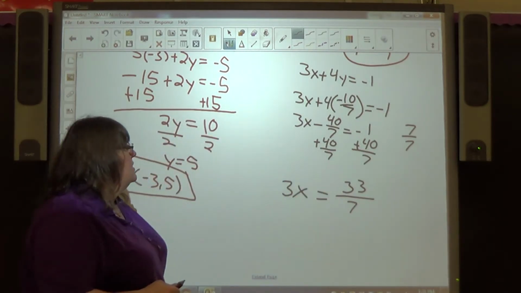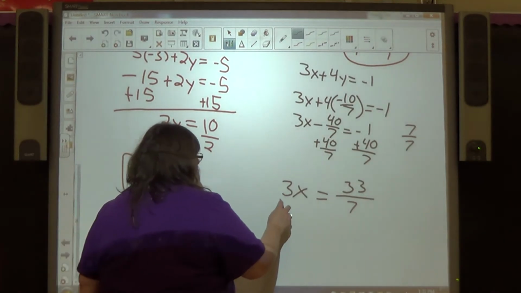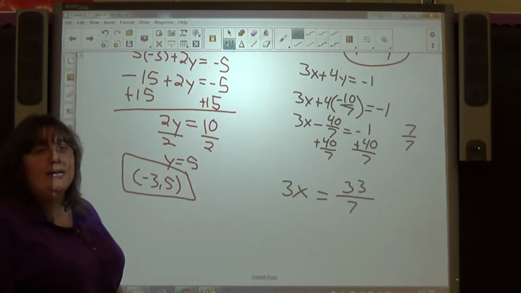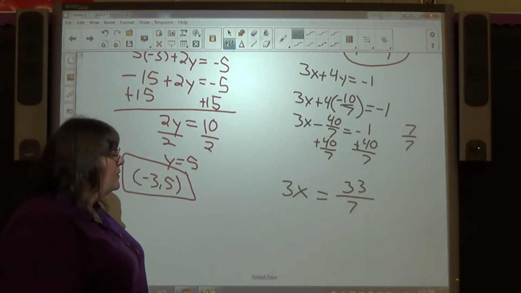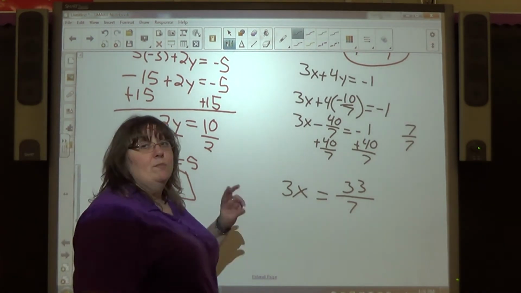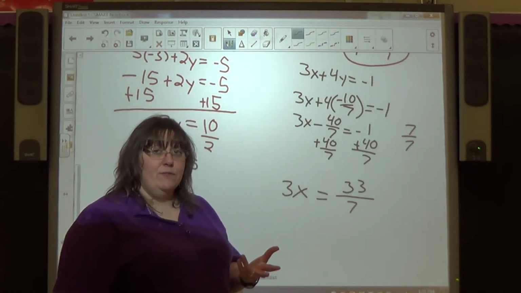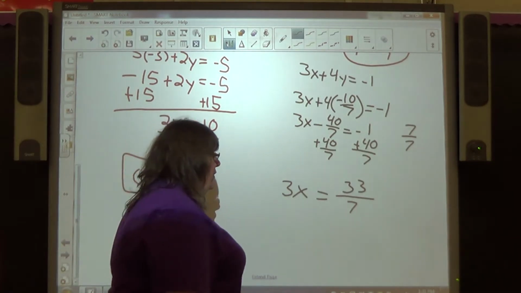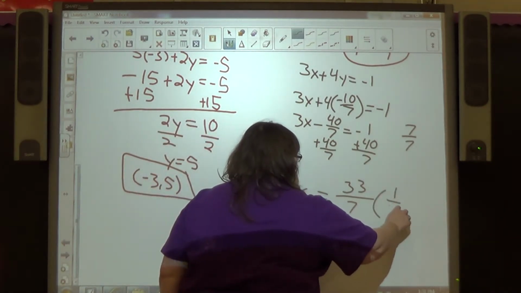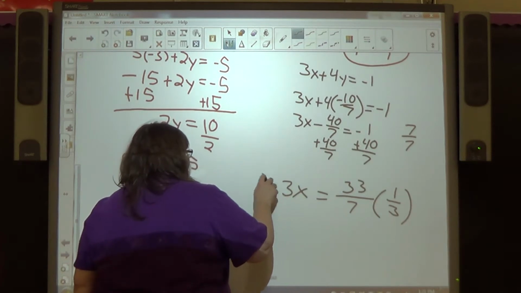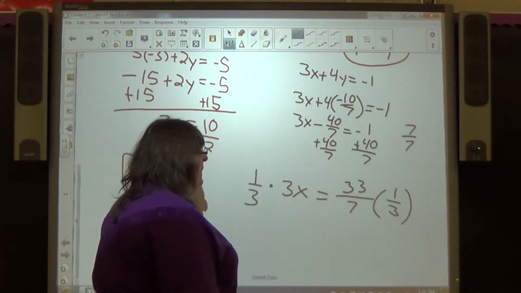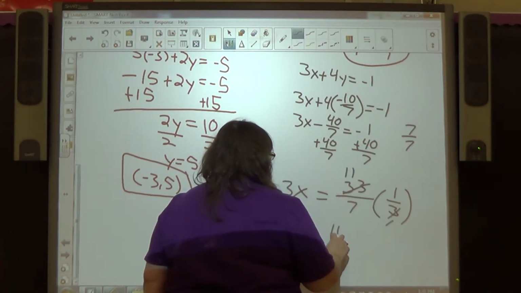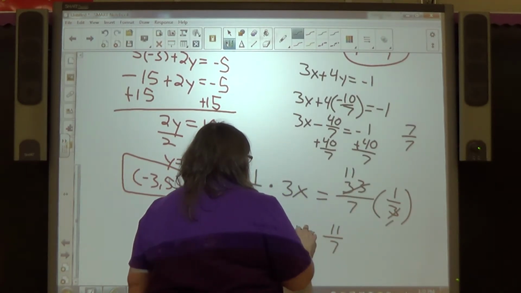Okay? So now we have to divide by 3. Because I have this fraction over here, if I try to divide by 3, it looks confusing. So what I'm going to do instead is multiply by the reciprocal. The reciprocal of 3 is 1/3, because you flip it: 3 over 1, flip it, make it 1/3. So here I'm going to multiply by 1/3, and I can do the same thing over here. Okay? 3 goes into 33, 11 times, so this is 11 over 7 for x.